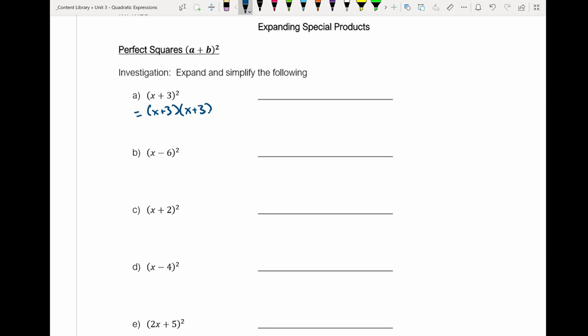Again, take the time to go through and practice your FOILing or your box method. But now this would basically end up with x squared plus 6x plus 9. The next one, if I expand it again as two binomials, that's what it looks like. And I'm going to get x squared minus 12x plus 36. Then expanded, x squared plus 4x plus 4.